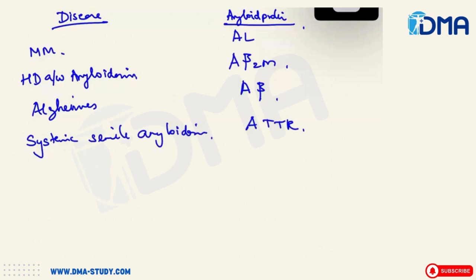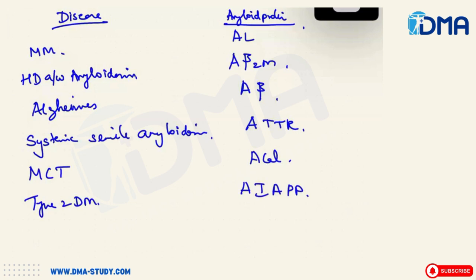In case of medullary carcinoma of thyroid, the amyloid protein will be ACAL. In case of type 2 diabetes associated amyloidosis, the amyloid will be AIAPP. It is basically the involvement of the islet cells. Islet amyloid polypeptide is the precursor of this AIAPP. So these are the things which you have to know regarding amyloidosis.